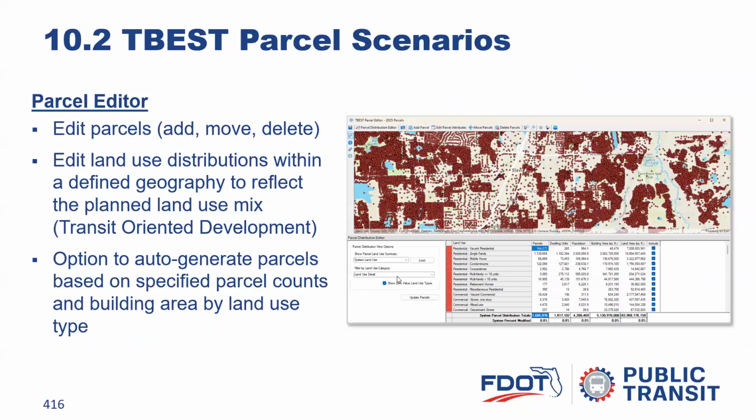Okay, the parcel editor itself, you can add, move, and delete parcels. You can edit land use distributions within a defined geography to reflect the planned land use mix, so the transit-oriented kind of development. You have the option to auto-generate parcels based on specified parcel counts and building area by land use type. So you have a mobility area that you can add to the map. And within that mobility area, you can change or generate whole new parcels that would reflect what will be there in the future.